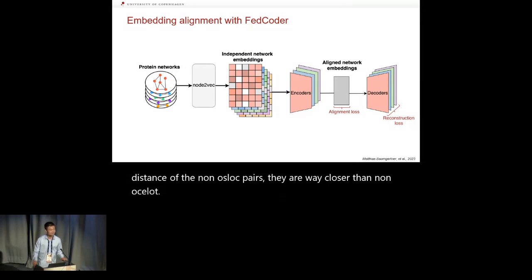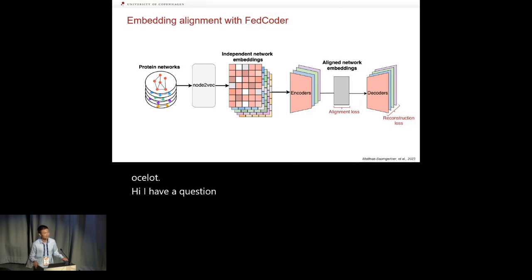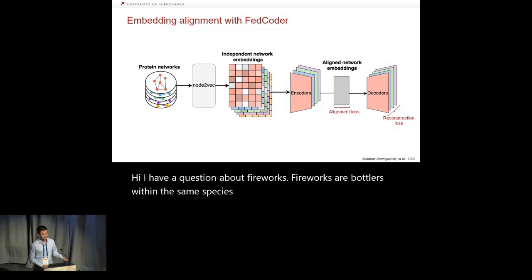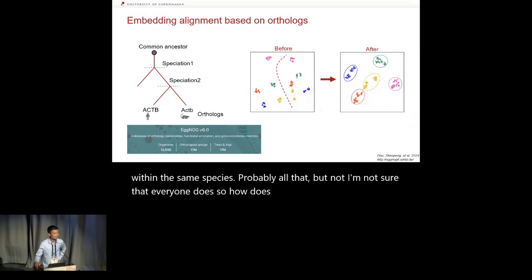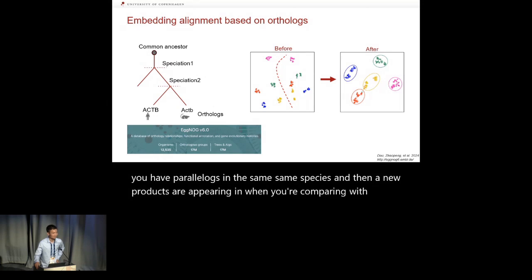Hi, I have a question about paralogs. Paralogs are orthologs within the same species. You probably know that, but I'm not sure that everyone does. So, how does your system work when you have paralogs in the same species, and when new paralogs are appearing when you are comparing the various orthologs?